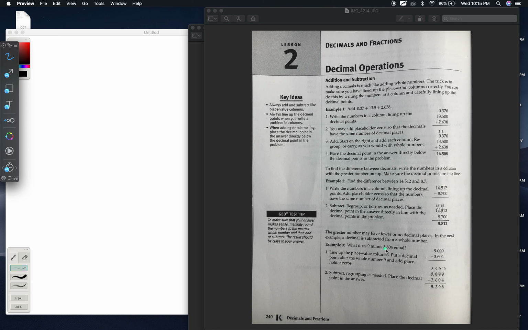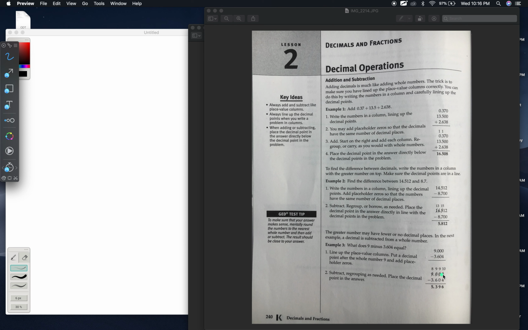So 9 is larger than 3, so that's basically what they're saying. So if you were to do this, you'd still put the larger number on top, as they do here, 9, but then you would need to add as many placeholder zeros here as there are additional digits beyond the decimal point in the number that you're subtracting from.